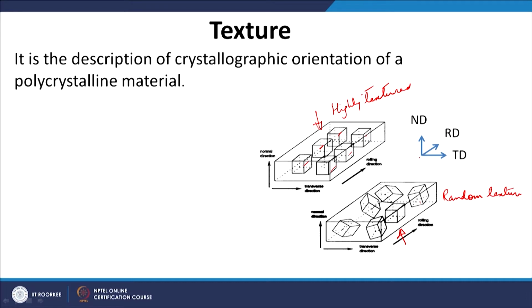As you can see, you have the rolling direction, RD. This is your transverse direction, TD, and this is your normal direction, ND, all perpendicular to each other. So this is a reference frame which I can use to define the orientation of the unit cell. How we are going to do that, we will see. In terms of texture representation, we will come back to this again.